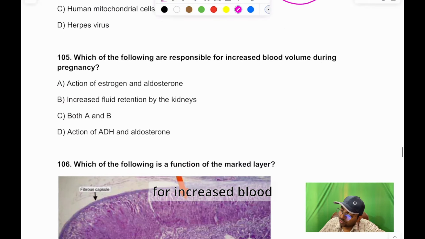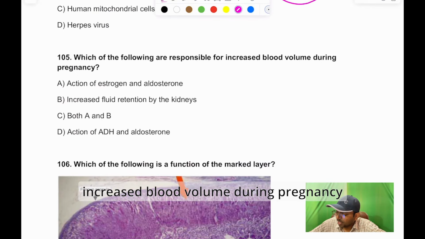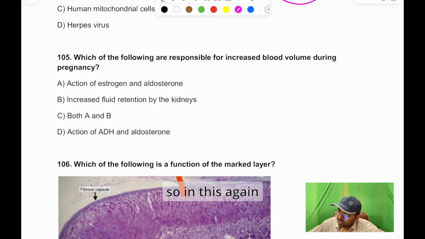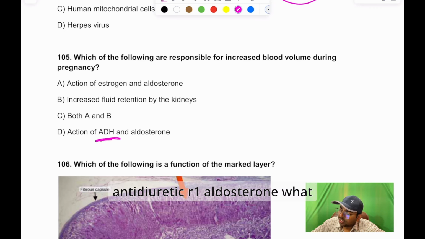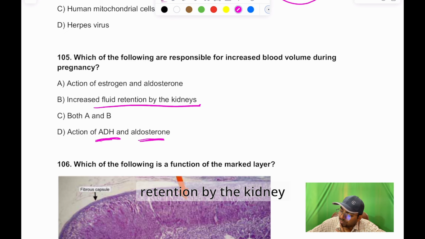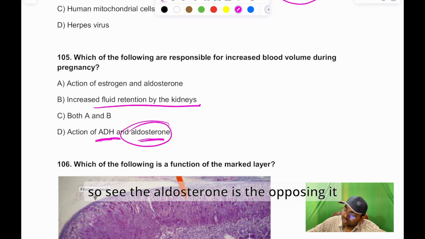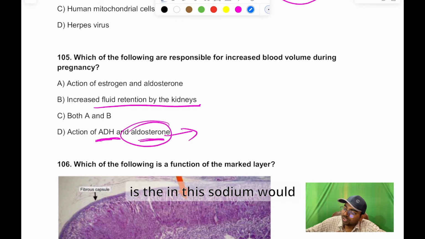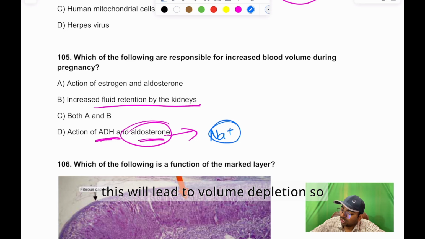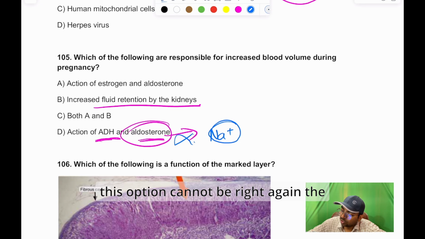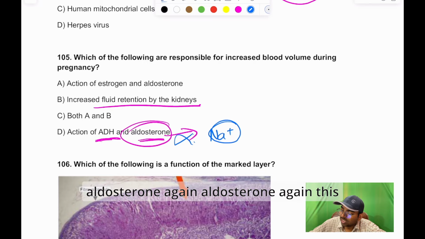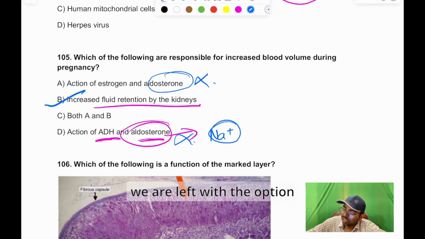Which of the following are responsible for increased blood volume during pregnancy? Now in this again, antidiuretic hormone and aldosterone will retain water, and then there is increased fluid retention by the kidney. See, aldosterone is the opposing one here, sodium would be going outwards. So again this will lead to volume depletion, so this option cannot be right. Again the action of estrogen and aldosterone, this option cannot be right, so we are left with option B.